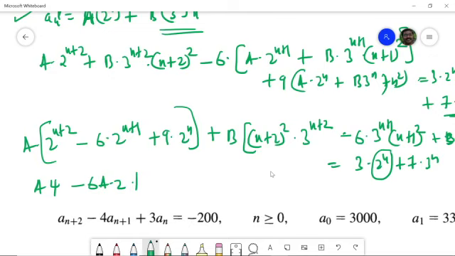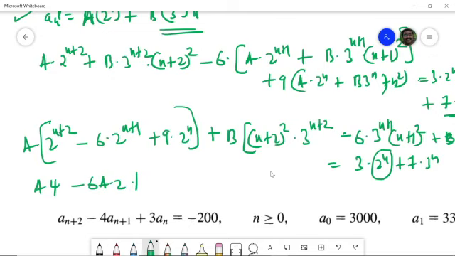So what will be the value of a here? It will be 4a minus 12a plus 9a, that is 4a minus 12a minus 8a plus 9a. The value of a is actually 3. And to find b, you have to expand this.